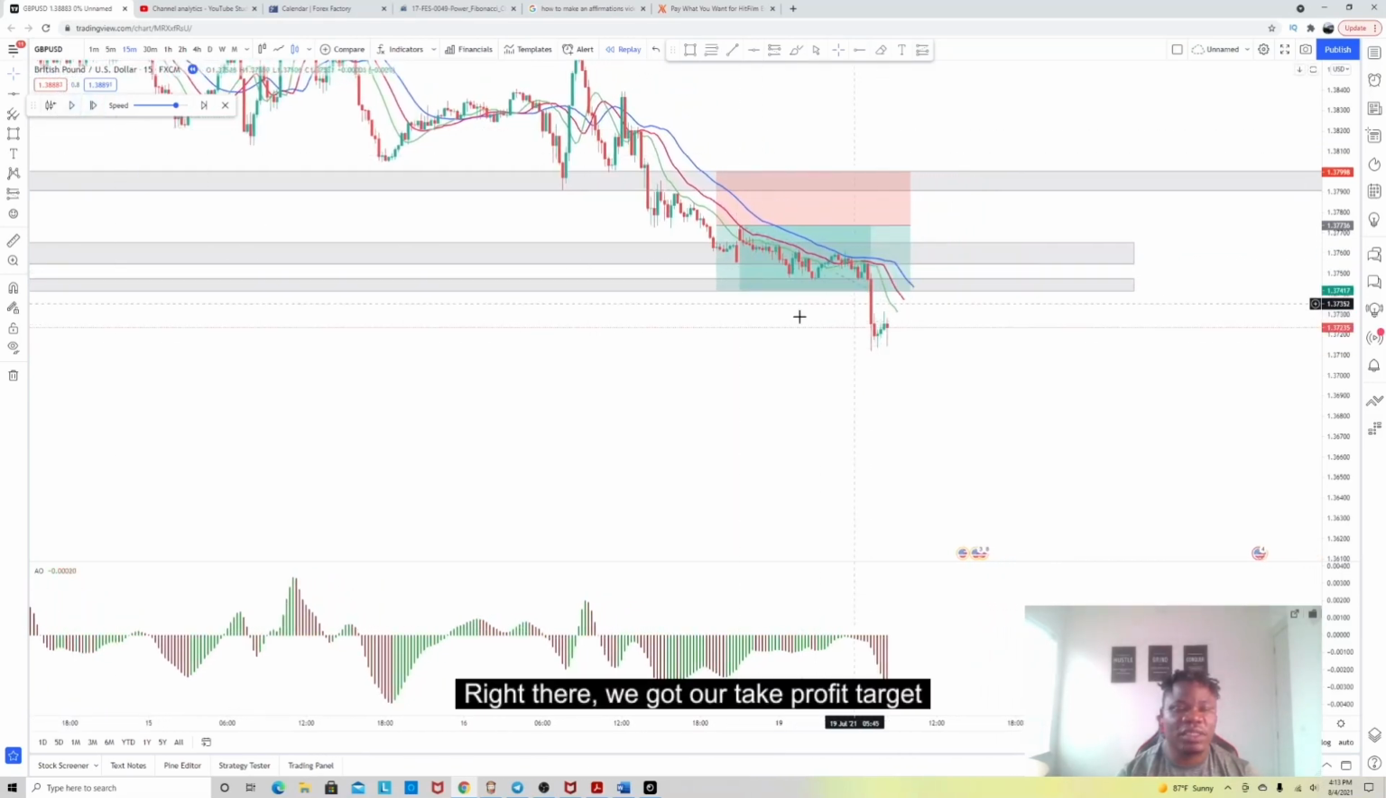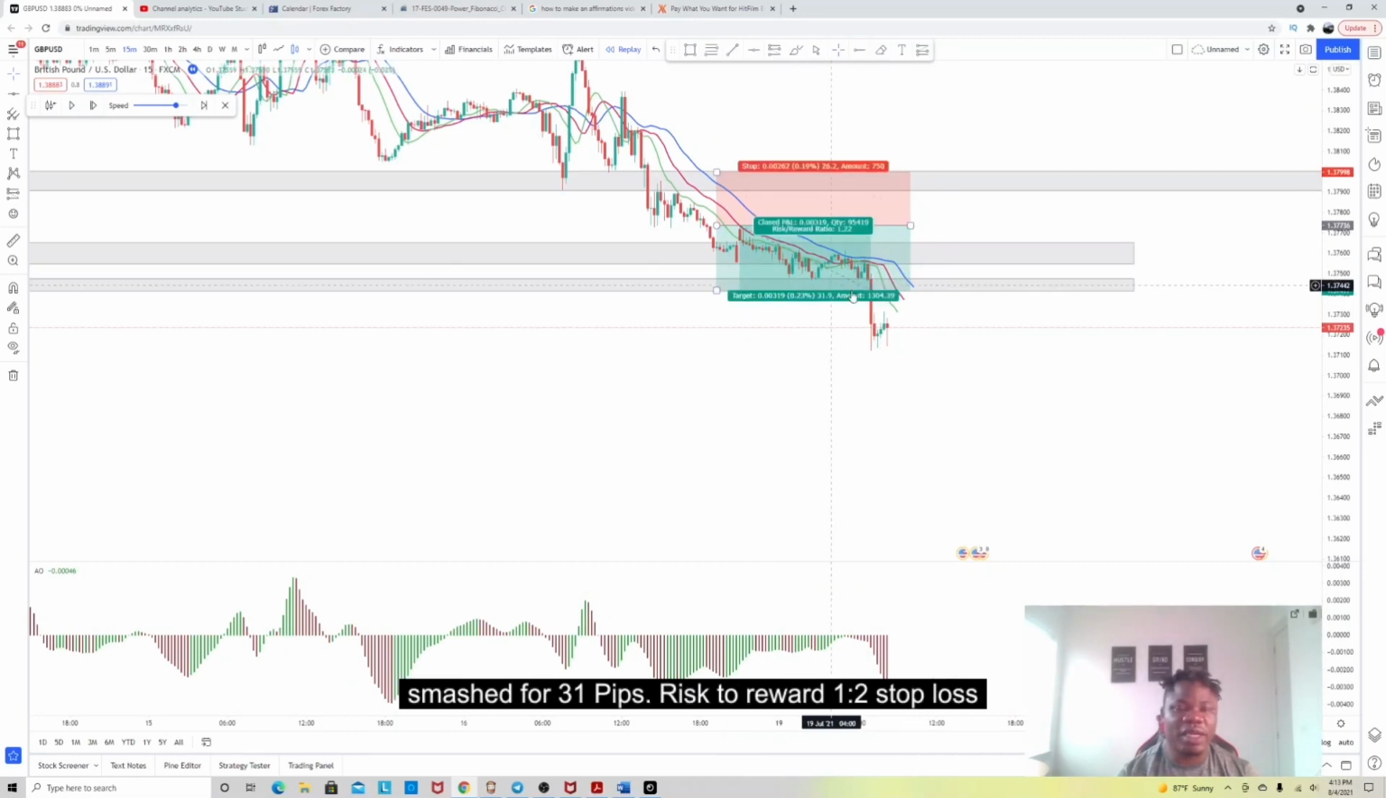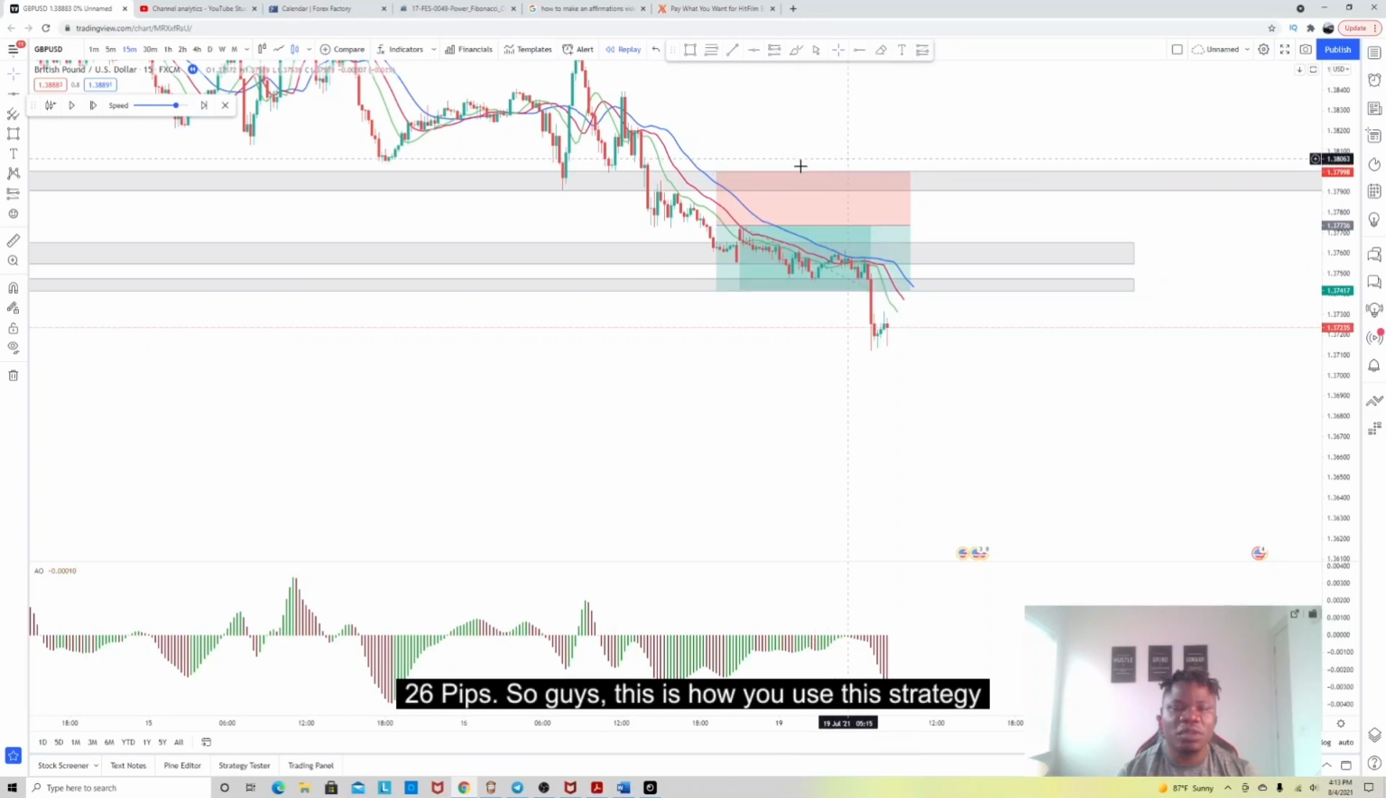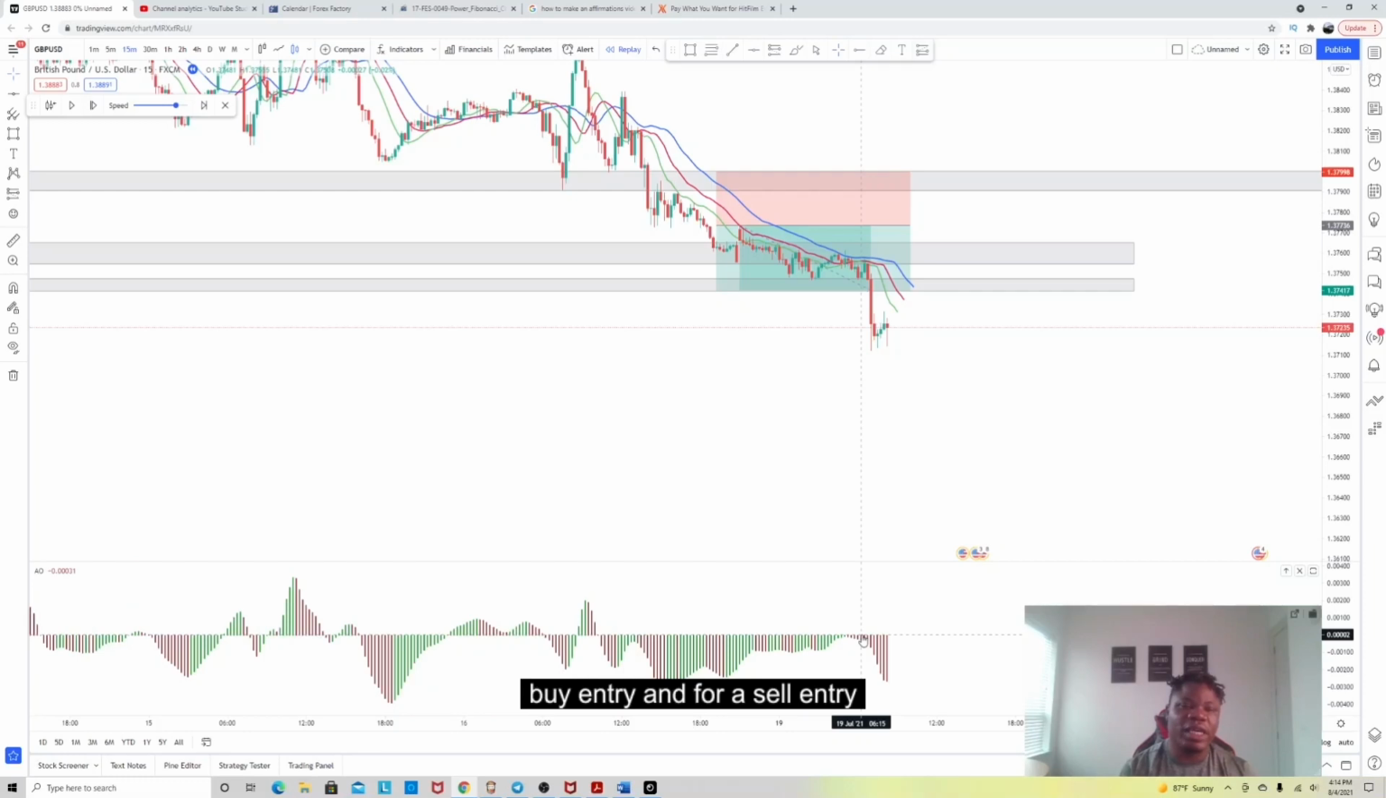Right there, we got our take profit target smashed for 31 pips, risk to reward 1 to 2, stop loss 26 pips. So guys, this is how you use this strategy for a sell trade. And as you can see here, we also have the awesome oscillator below the 0 line for our confirmation as well. So guys, this is how you use this strategy for a buy entry and for a sell entry. It is a very simple strategy and a very profitable strategy.